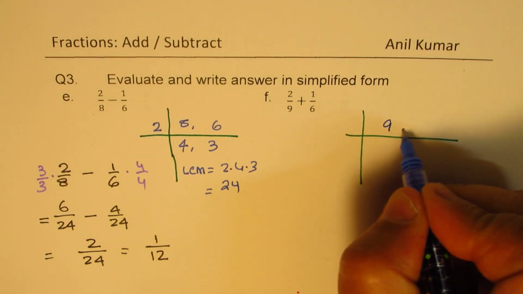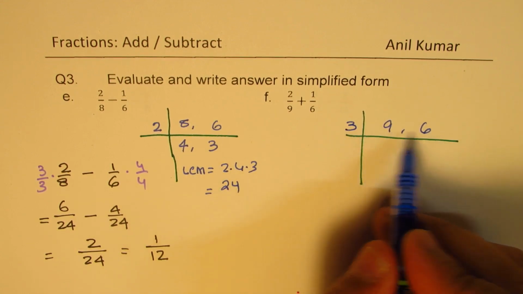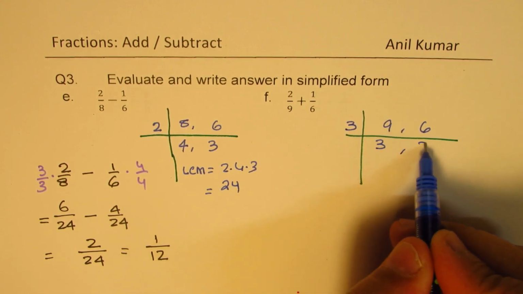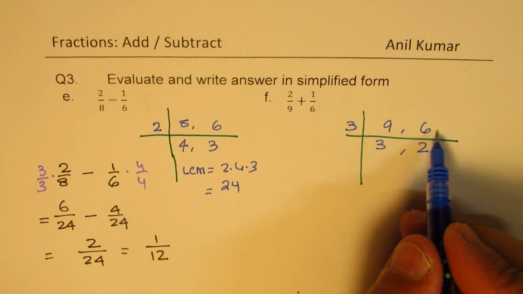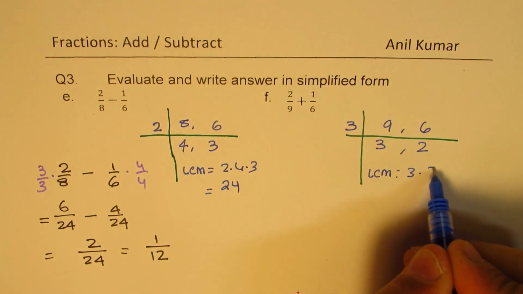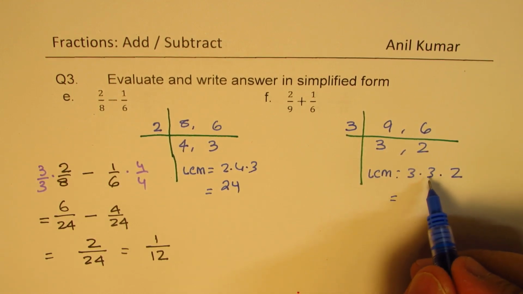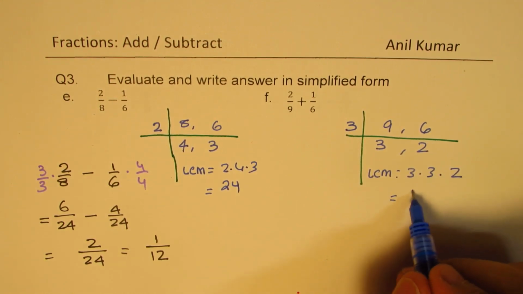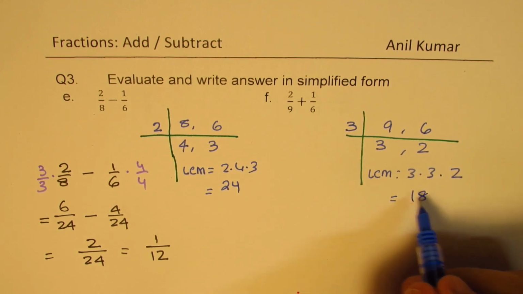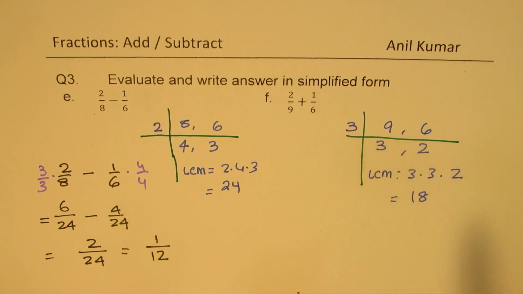The numbers are 9 and 6 in the denominator. They have a common factor of 3, which we'll take out. So it goes 3 times 3 is 9, 3 times 2 is 6. And now the LCM is 3 times 3 times 2. So that dot is times. 3 times 3 is 9. 9 times 2 is 18. So LCM is 18 for 2 over 9 and 1 over 6.